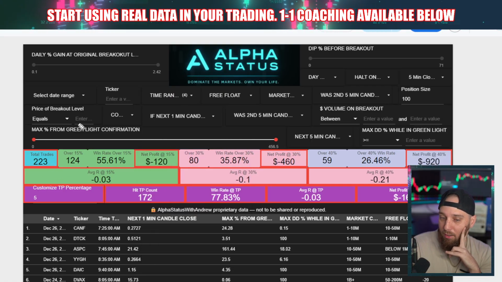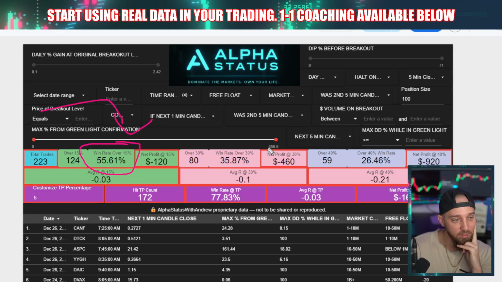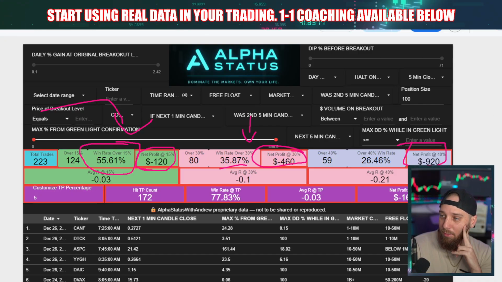EST. And right here, you can start to see, oh, look at this. Win rate starting to go up, 55% right here. Win rate for 30% is 35%. But overall, take a look at this right here. Net profit. This is telling me that we're still negative. Like this isn't a profitable strategy. So I need to go a little bit deeper. I need to go further.